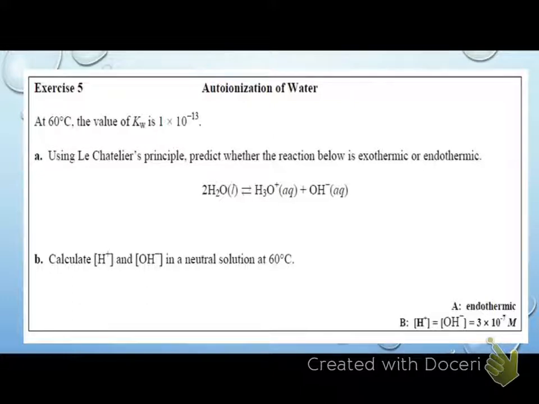So at 60 degrees Celsius, which, by the way, the value is tied to temperature, the Kw is 1 times 10 to the negative 13. So, first of all, using Le Chatelier's principle, predict whether this reaction is exothermic or endothermic. I know the paper says what it is, but you have to tell me why.